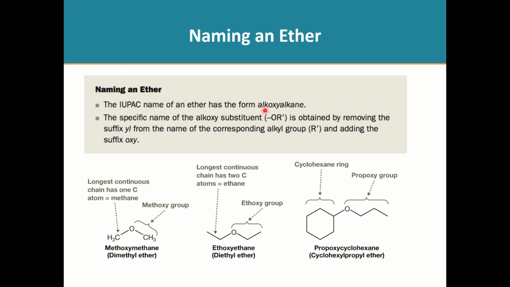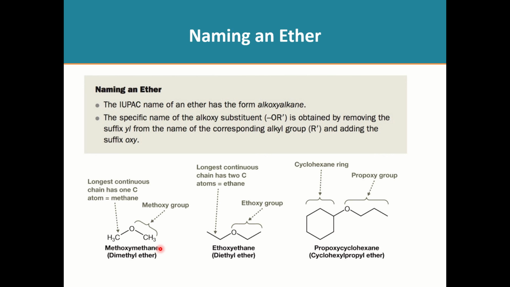So the general form is an alkoxyalkane. What that means is that the substituent is obtained by removing the suffix -yl from the name and replacing it with -oxy. So for example, let's look at this molecule right here, the dimethyl ether. That is in parentheses, so that's just a common name, and the name on top is the IUPAC name.